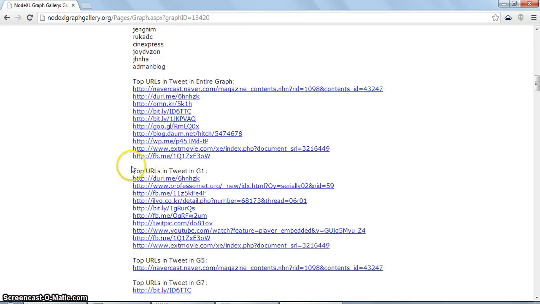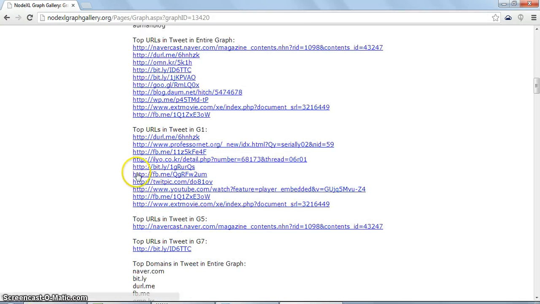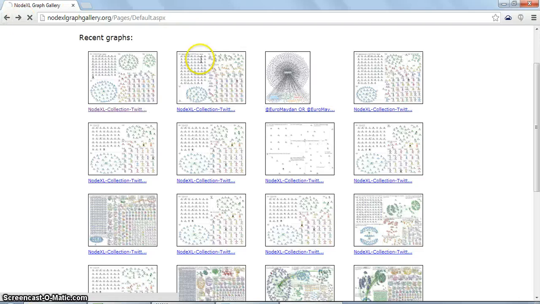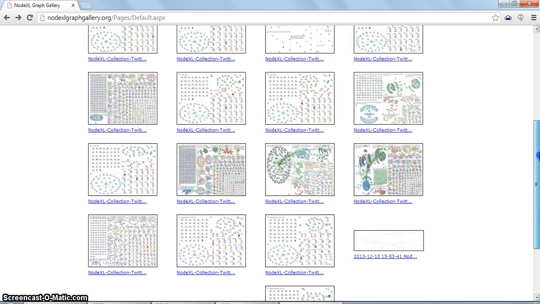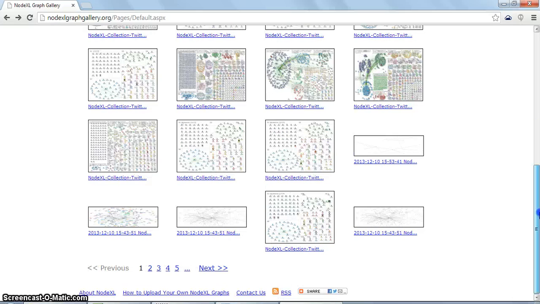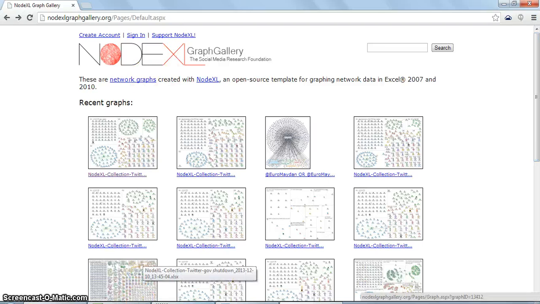There are top URLs in the tweet for the graph, and so on and so forth. There are various other graphs which one can look at, and these can also be downloaded and viewed on your local machine in Node Excel.